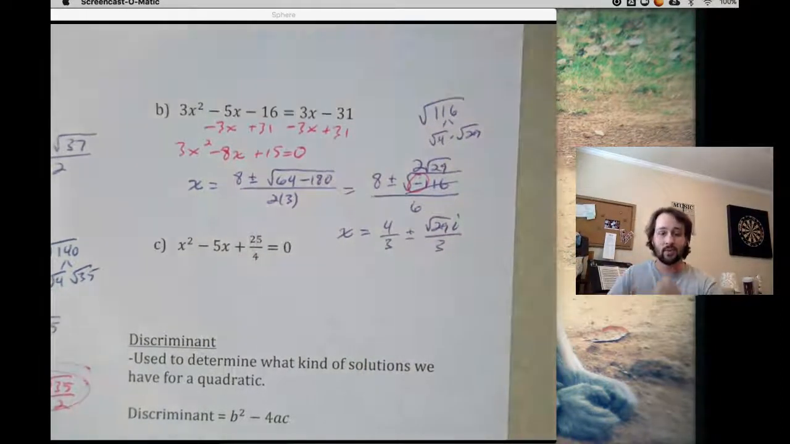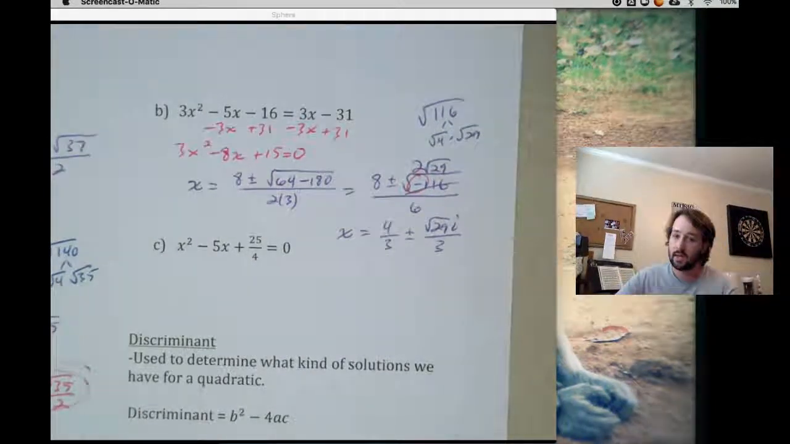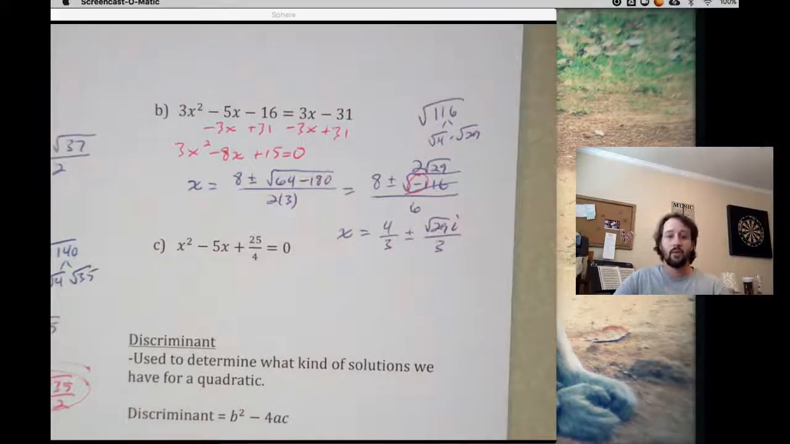That i just represents the imaginary number. Anytime that you have a square root of a negative number, it comes out imaginary. That's really all there is to it. Instead of rewriting the negative, we just pull out the negative and we put an i on the outside to show that it is imaginary.